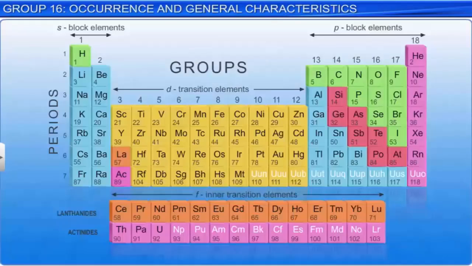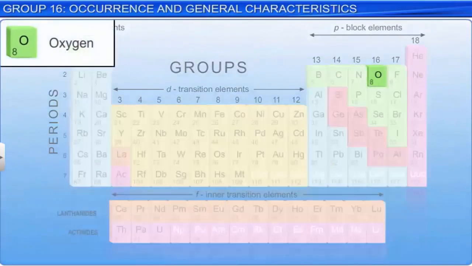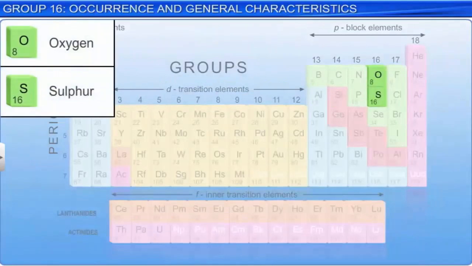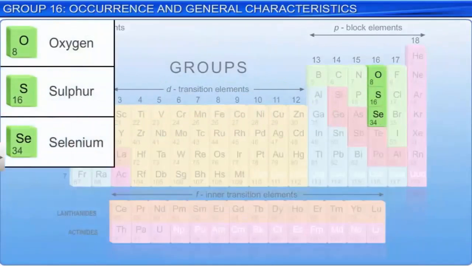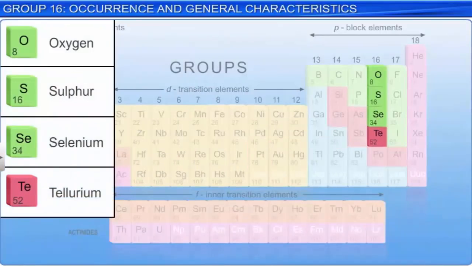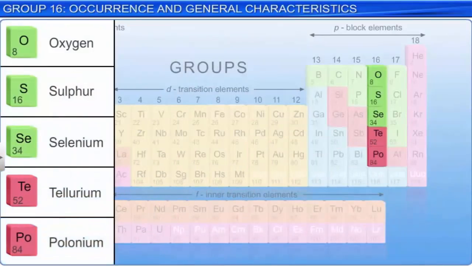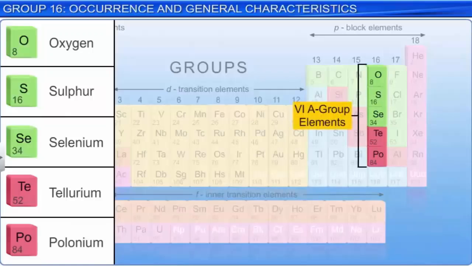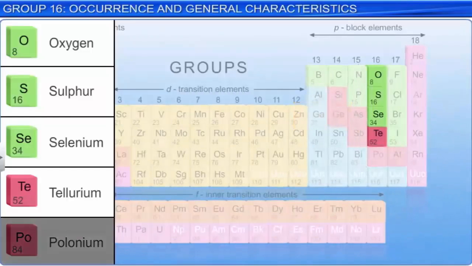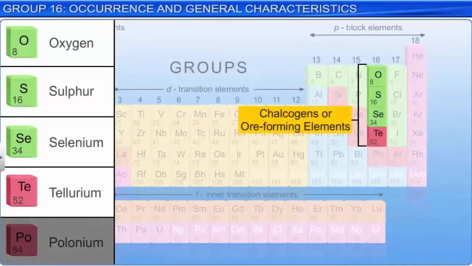The elements oxygen, sulfur, selenium, tellurium and polonium constitute the 16th vertical column or 6A group elements in the long form of the periodic table. The first 4 elements of the group are collectively called chalcogens or ore-forming elements.